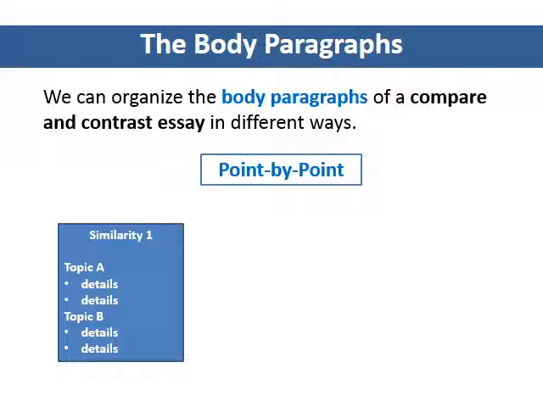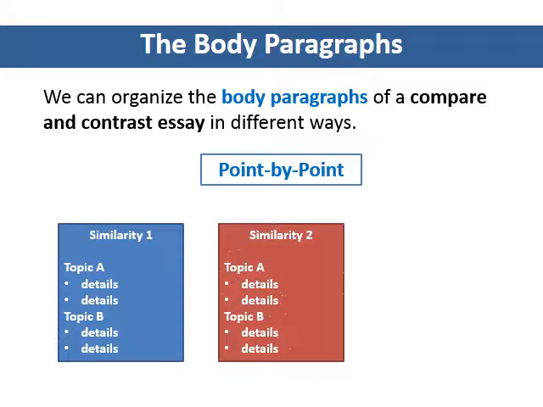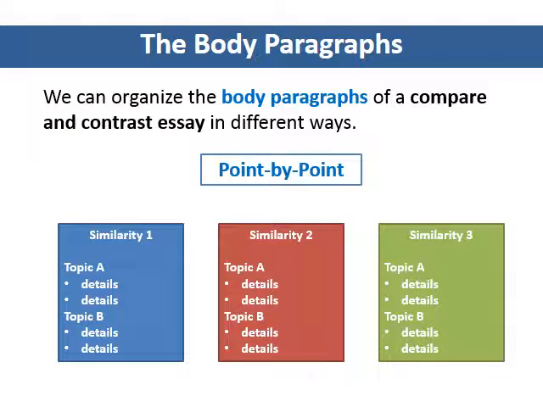The first body paragraph will focus on the first similarity and compare both topics together. The second body paragraph will focus on the second similarity, and the third on the third similarity. Notice that writers often choose to write about the topics in the same order in each body paragraph. This makes the paragraphs parallel and consistent.